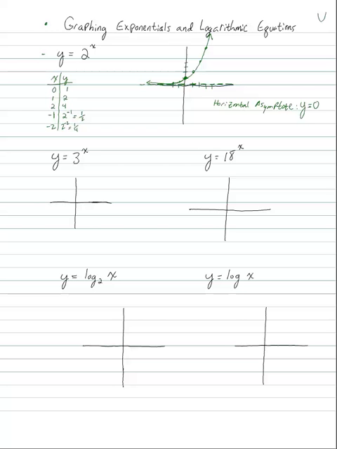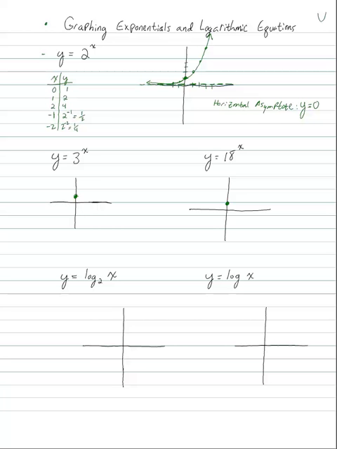Okay, so let's look at the other exponentials we have here and see what they look like. So if we have 3 to the x, I'm not going to plot points this time. You've already seen the chart. So we can just kind of do it from our head. So let's put in 0. 3 to 0 will be, well, 1. How about 18? 18 to 0 will be 1. So both of these are going to have that same exact point as our 2 to the x. They're all going to have that 0, 1 point.